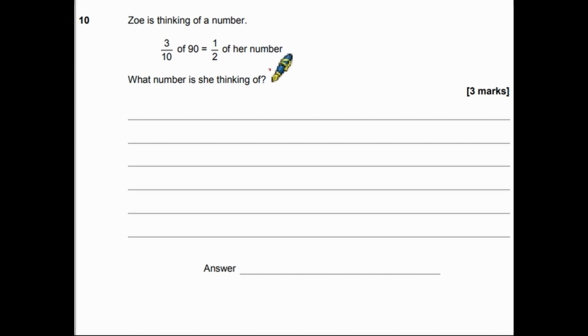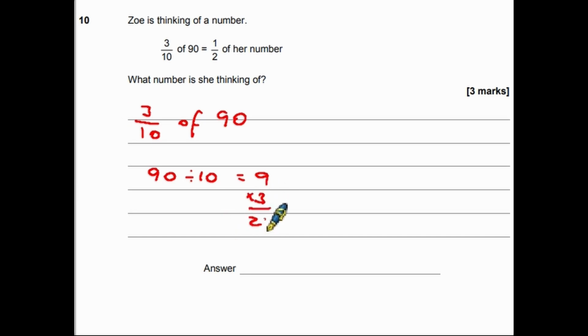half of her number. And we're asked what number she's thinking of. Well, first of all, we need to work out what is 3/10 of 90. And to do that, first of all, we take the 90 and divide it by 10. Divide by the bottom of the fraction, and that equals 9. We then multiply by the top of the fraction. 9 times 3 is 27.